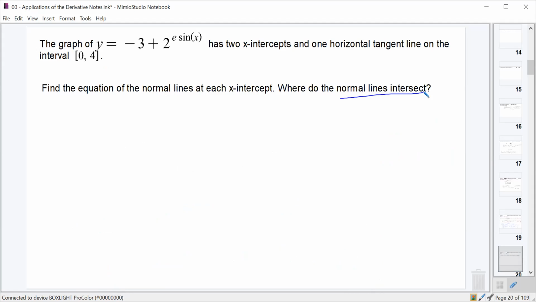First off, we need to find those x-intercepts. Now, again, that could be done by hand without a calculator. But since I'm telling you to use a calculator here, we might as well use a calculator. We're going to see, when does negative 3 plus 2 to the e sine x equal 0 on the interval 0 to 4? And it says it happens twice, so I'm going to just get myself set up here. I'm going to have 2 different x values where this is true. So we're going to switch back over to our calculator now.